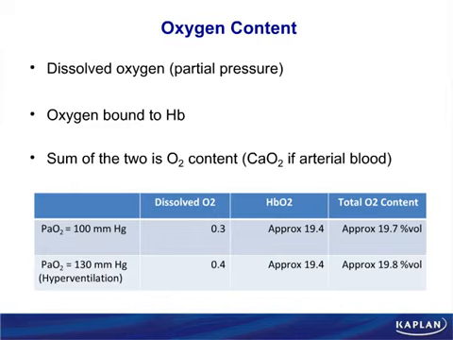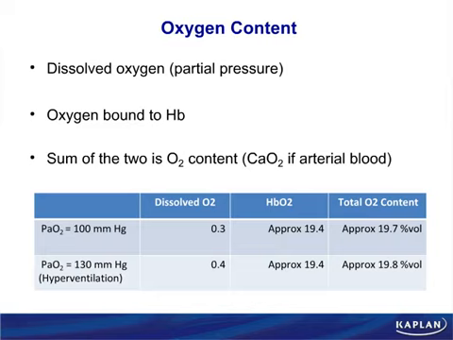So the dissolved oxygen is the partial pressure, and that's one way we transport oxygen. The second way is bound to hemoglobin. So oxygen binds to hemoglobin. Oxygen content is the sum of the two, so it is dissolved plus what's bound to hemoglobin. The abbreviation for this is capital C for content, and if it's arterial blood, it'll be a small a for arterial. If it's venous blood, then it will be a small v for venous blood. So CaO2 means oxygen content of arterial blood.